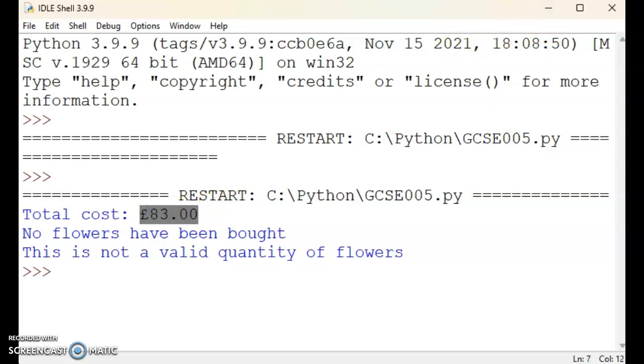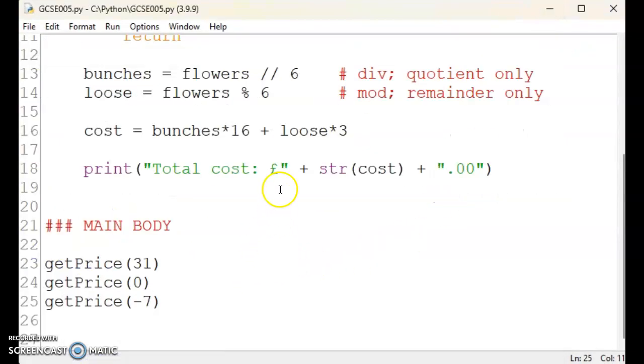Let's just be a bit more careful about the number 83. When I did the number 31, I said that it would be 5 times 16. So 5 times 16, 5 tens are 50, 5 sixes are 30, so that's 80. And then one loose additional flower, at £3, brings it up to 83. So I'm generally happy with that.